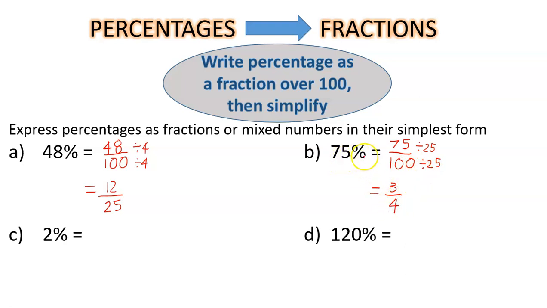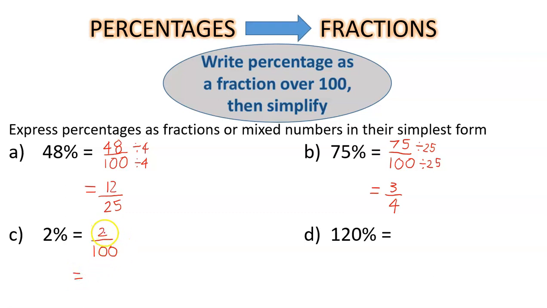So 75% expressed as a fraction in its most simplest form is 3 over 4. Let's move across now to this example. So 2%, I need to express 2% as a fraction. So we know straight away, first thing I need to do, write my percent as a fraction over 100.